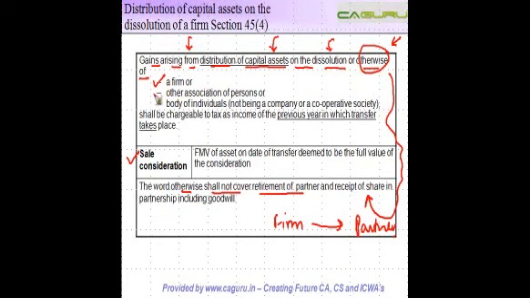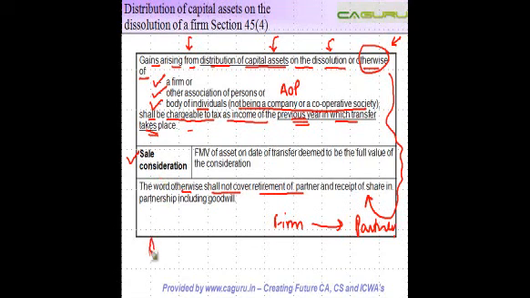Dissolution or otherwise of a firm or other association of persons, which is AOP, or body of individuals, which is BOI, not being a company or a cooperative society. So whenever a dissolution happens for a firm, AOP, or BOI, and not in case of dissolution of a company or cooperative society, when the firm transfers any asset to the partner, any gains arising to the firm shall be chargeable to tax as income of the previous year in which the transfer takes place. So whichever year the transfer happens, if there are any gains, that will be charged to capital gains tax. And what will be the sale consideration?